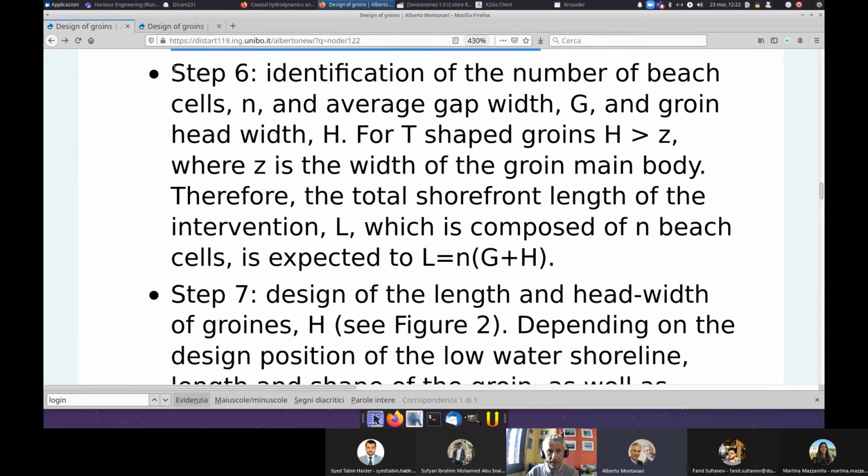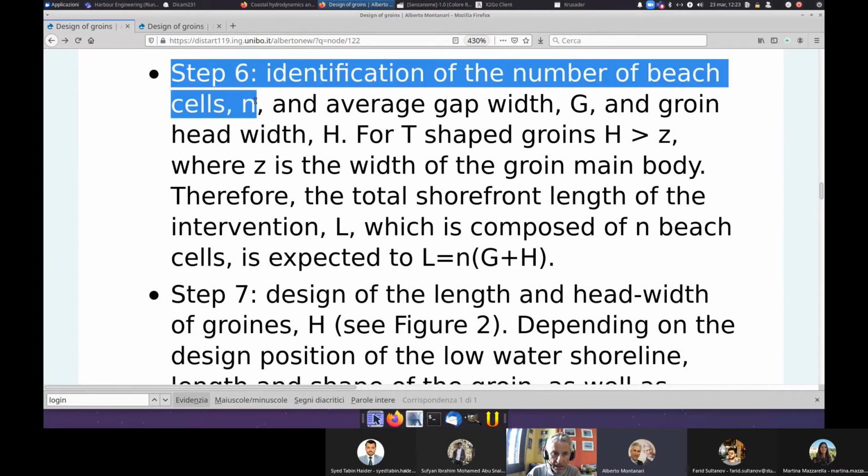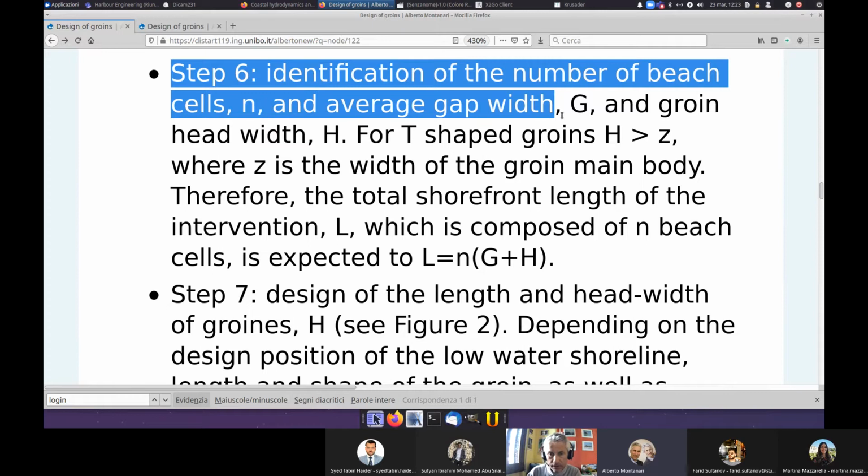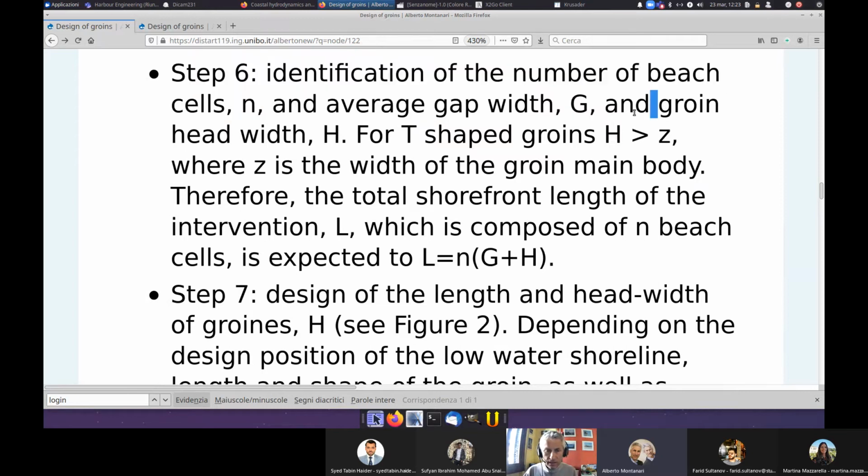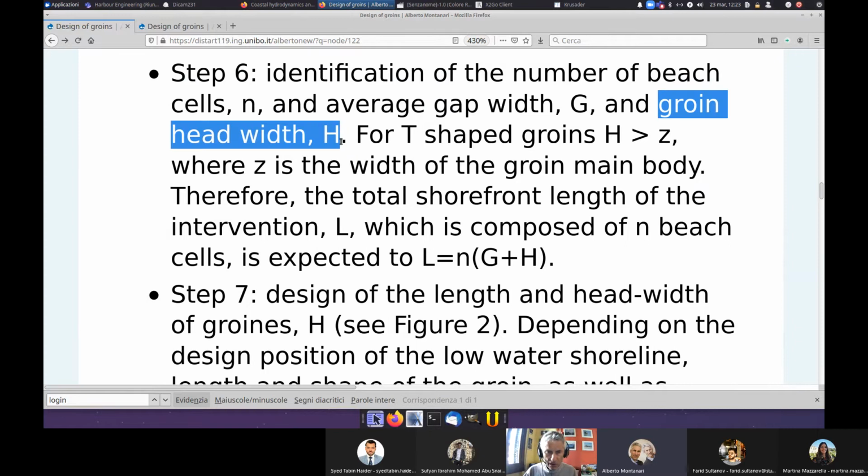Okay, now let's go to a more quantitative design. Step 6, identification of the number of beach cells, N, and the average gap width, G. G, remember, is the width of the control line, okay? N is the number of cells. And then you have to identify the groin head width H.